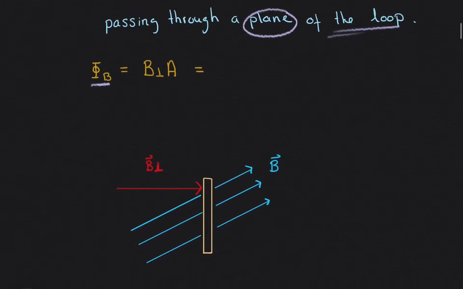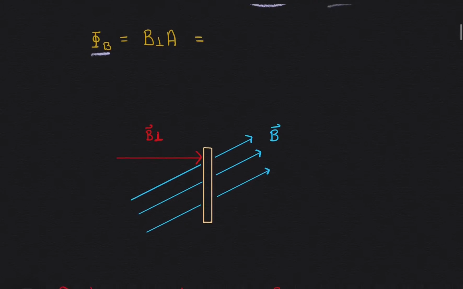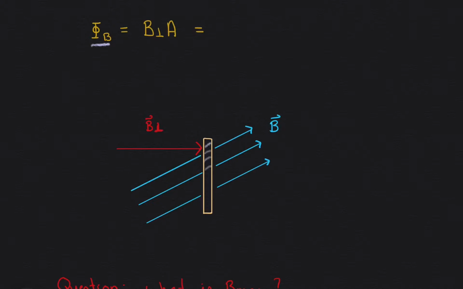Let me scroll down a little bit. We can look at this diagram and see that I have my surface area here, A, which in this scenario can be length times height, for example. And B perpendicular we can define as the magnetic field, B cosine of an angle. Here we have this angle theta between the red B perpendicular and this blue vector of B. In this way, we can find B perpendicular in this equation.